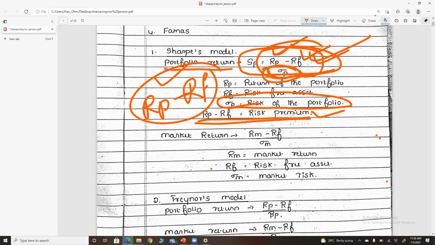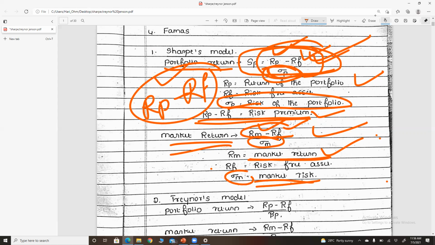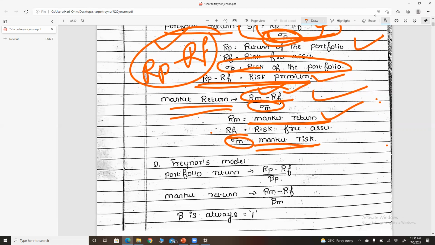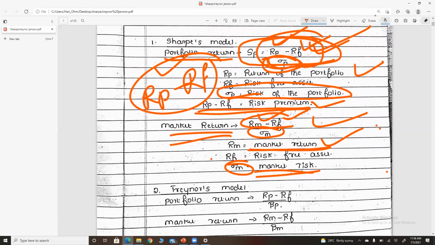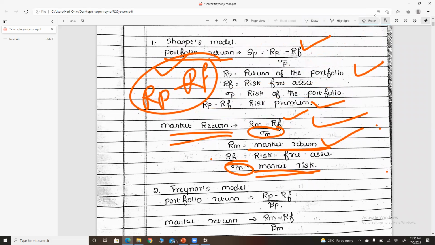Now here you need to calculate one, the return of the portfolio, as well as the market return. See, there is a small change: RM minus RF divided by standard deviation M. RM means market return, that is Sensex, Nifty, the average return of the market. RF means risk-free asset, then market risk, that is standard deviation M. Clear? These two formulas you need to use under Sharpe's model. I'll just repeat once again.